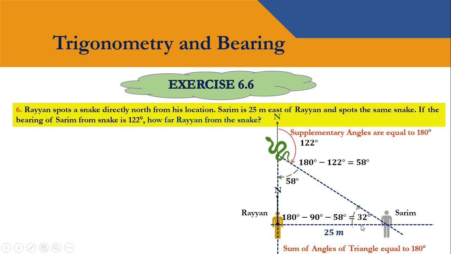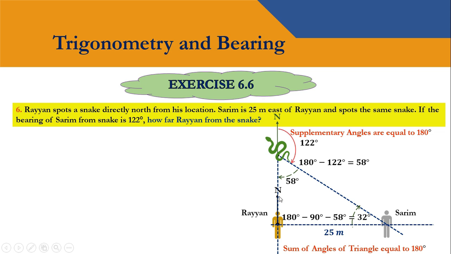So this angle is equal to 32 degrees. Now we have this angle of the triangle. This is the base of the triangle, and the value of the base is 25 meters, and we need to calculate the value of the perpendicular.